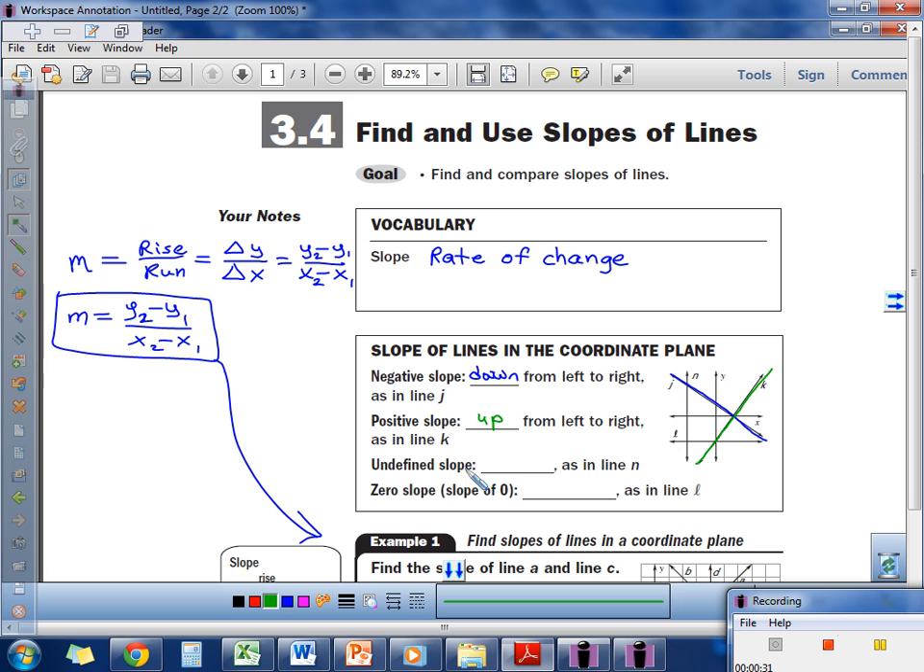Undefined and zero are either horizontal or vertical. We got to make that decision. Undefined. All right, I heard a little discussion on that. They are actually vertical lines, such as line N. Zero slope is horizontal.